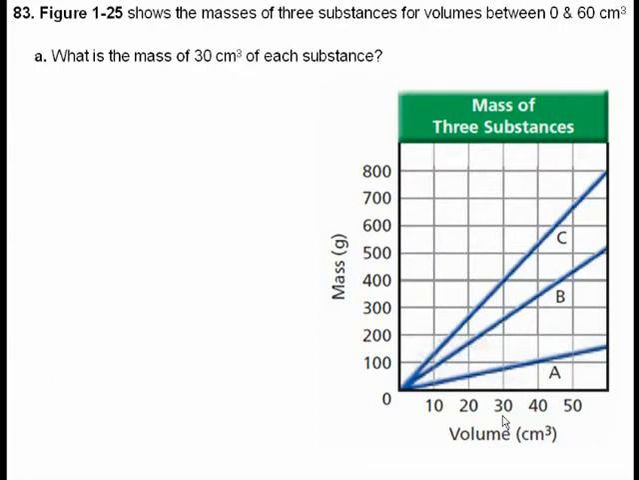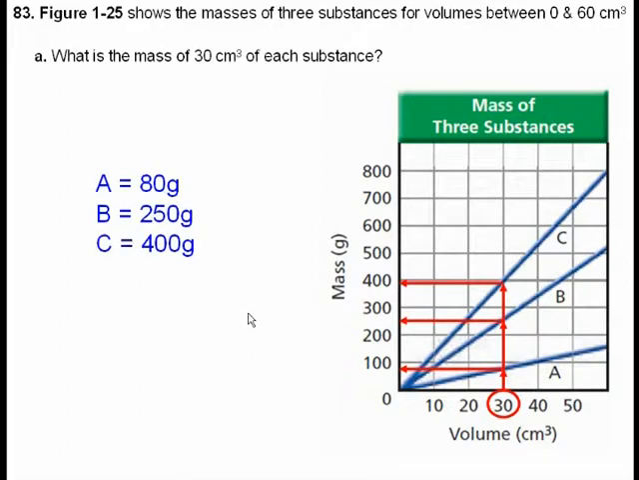Alright, looking at the graph. What is the mass of 30 cubic centimeters of each substance? So we have to read all 3 numbers at 30 cubic centimeters. So we're going to do some interpolation here. I'm going to go up to graph A, up to graph B, up to graph C. For A, we're in between 0 and 100. It looks like it's about 80, and we have to remember the unit labels, 80 grams. This one's right in the middle, so in between 200 and 300 would be 250 grams. And the last one's right on the line, 400 grams.